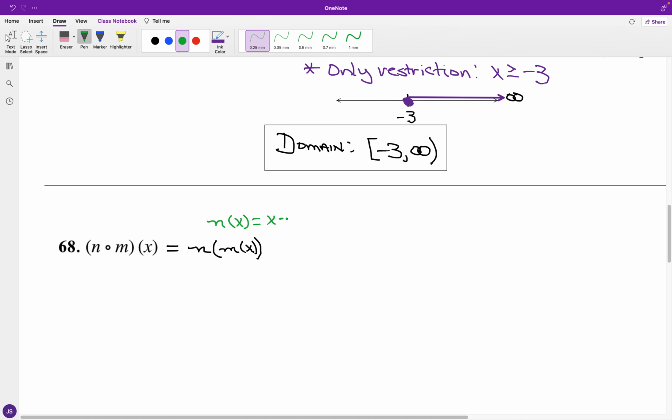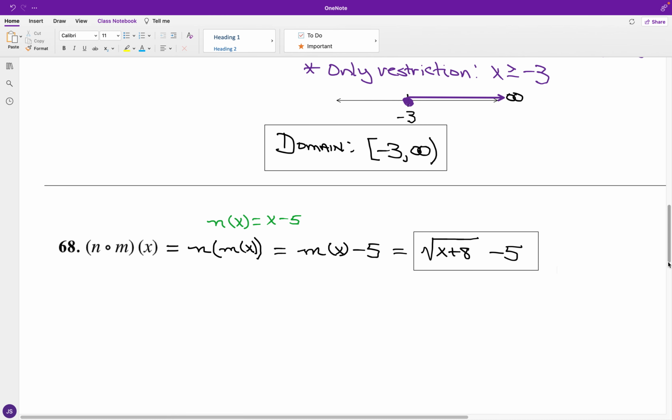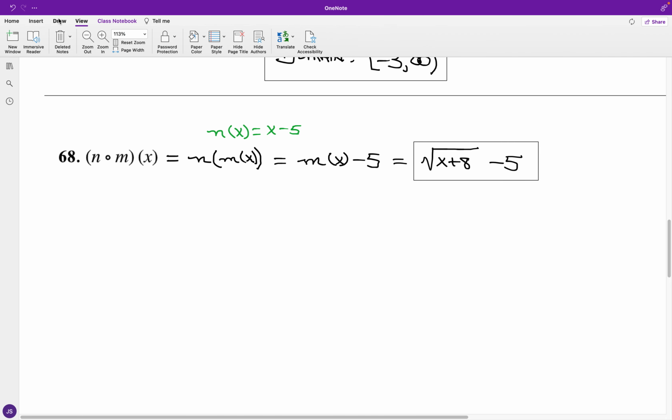So again, we have n of x is equal to x minus 5. And with the input at m of x, you have n of m of x is going to be equal to m of x minus 5. And specifying, m of x is going to be the square root of x plus 8. And we have followed by the subtraction of 5. And I cannot directly combine these terms together. So for the output, you're looking at the square root of x plus 8 minus 5. Okay, and so looking for the domain.